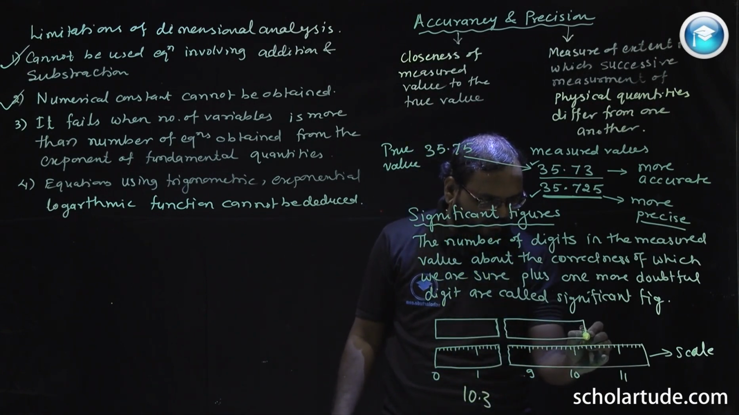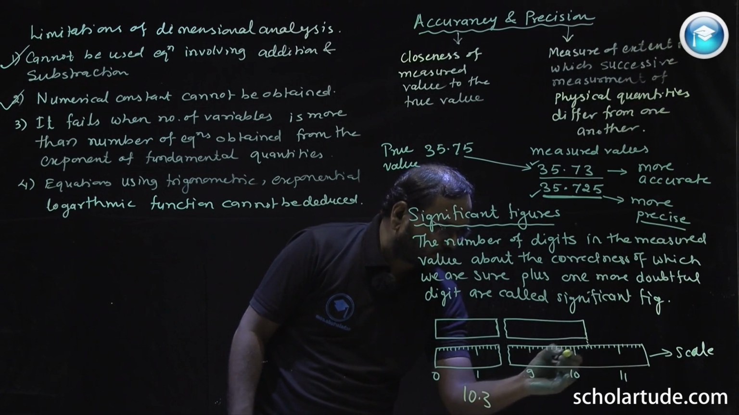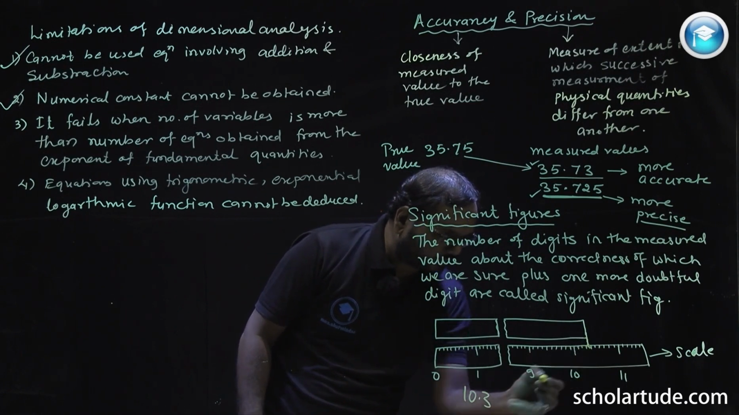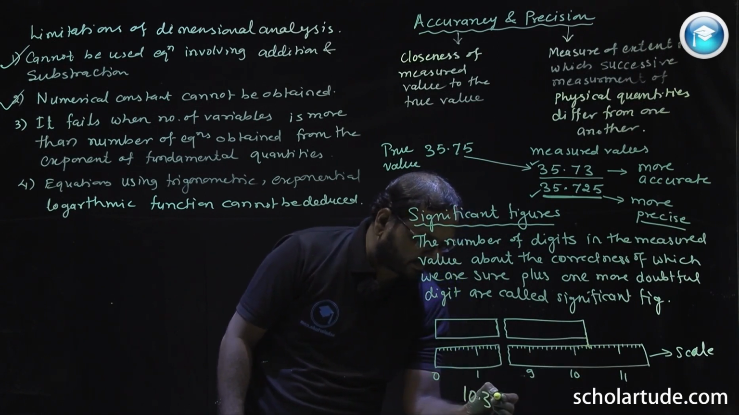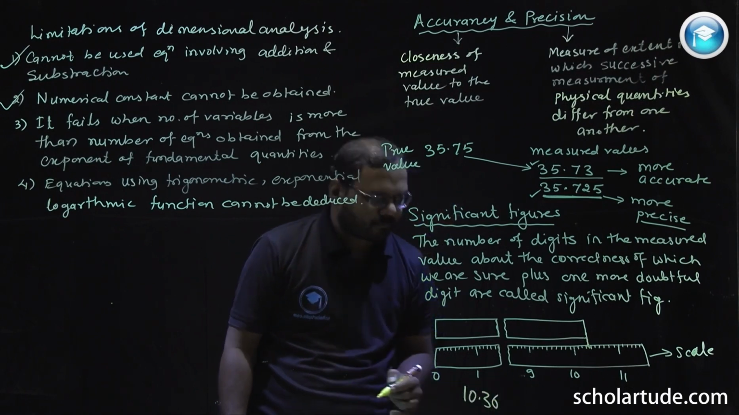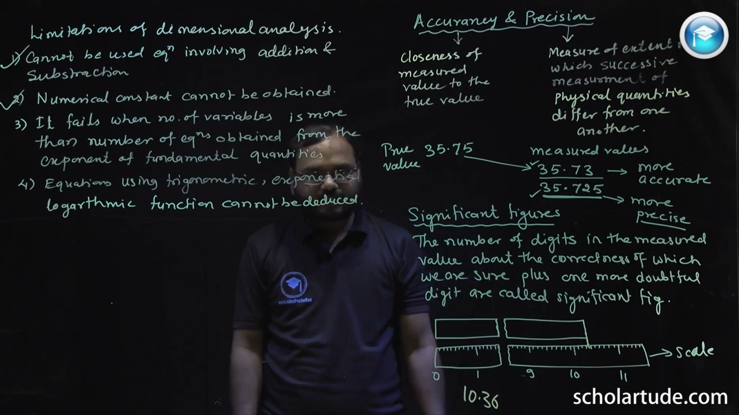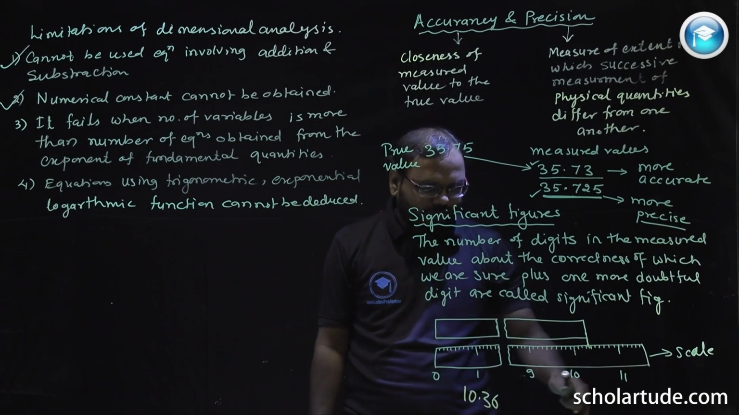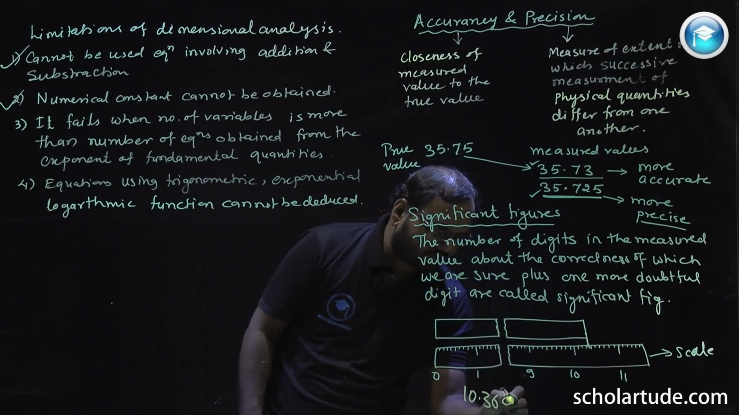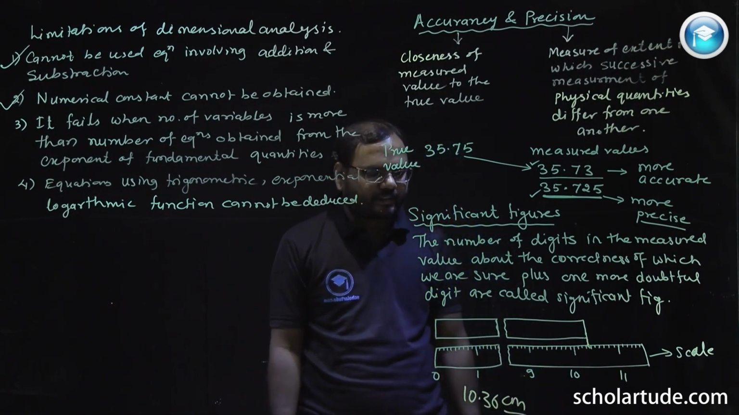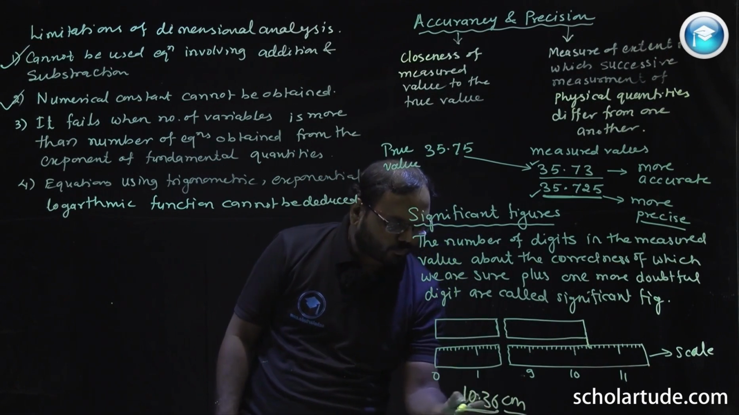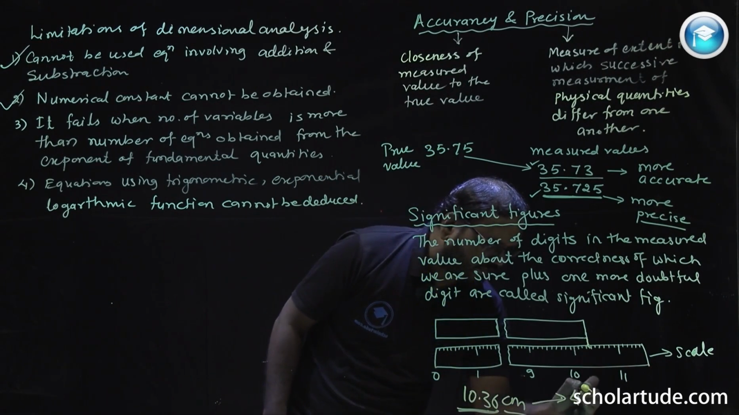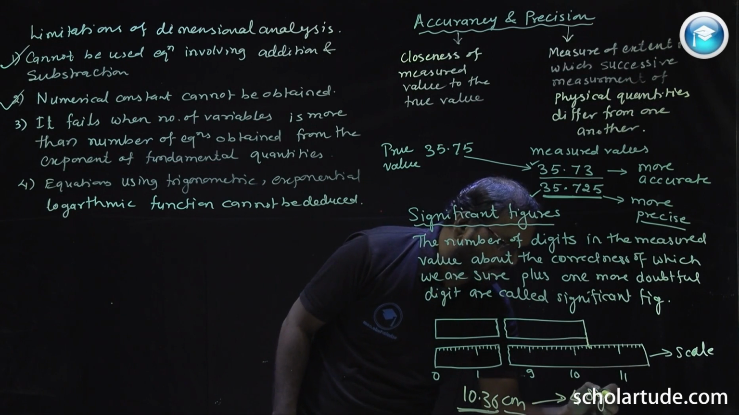Now it is somewhere here, so there is an imaginary line which we can draw here, and we can say that it is around, okay, if I can draw a line from here, it is approximately equal to 5 or 6. So if I take a 6, okay, this is the doubtful digit. 6 is the doubtful digit, and if it is in centimeter, I can say that this is equal to 10.36. So these are the four significant digits for this measurement.